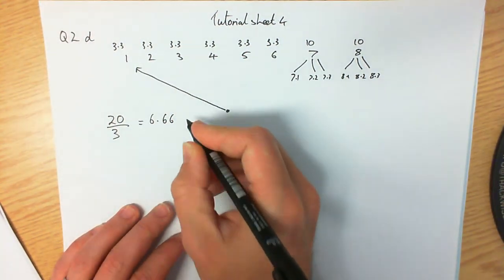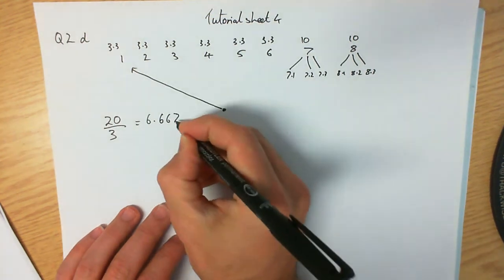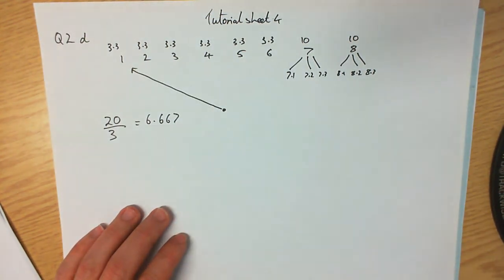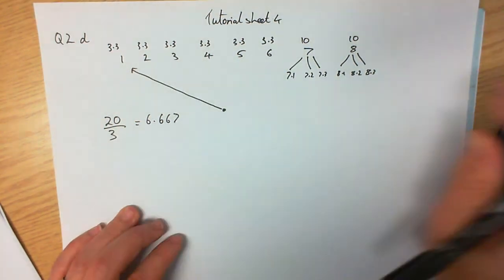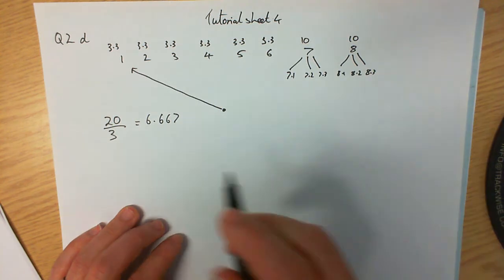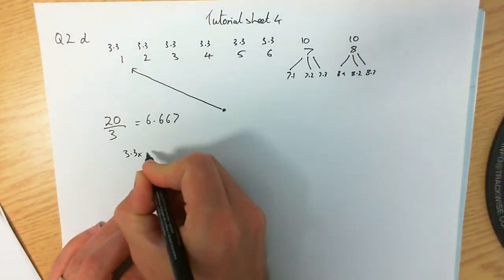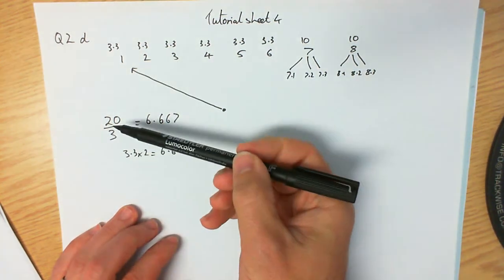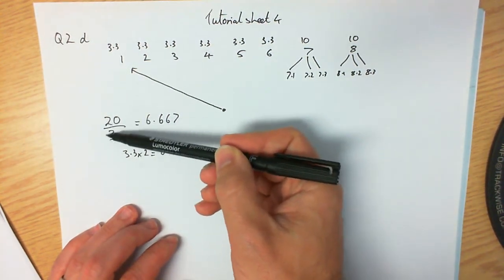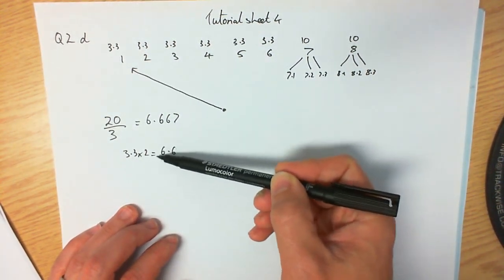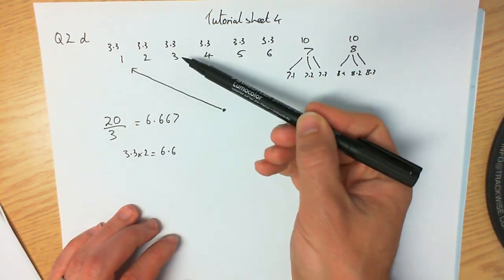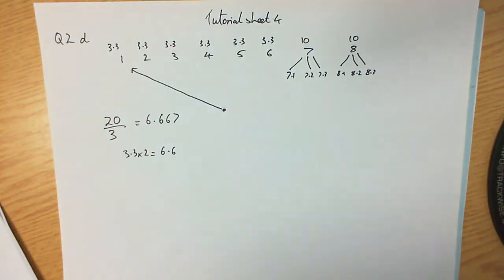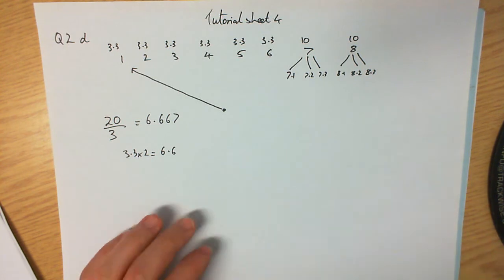6.66 recurring, so that goes on forever, which is enough in terms of these signals, because the sampling frequency for each of those, which is 3.3 times 2, is obviously equal to 6.6. So the sampling frequency, if we sample at 20 divided by 3, is enough to be able to sample each of these signals as well.